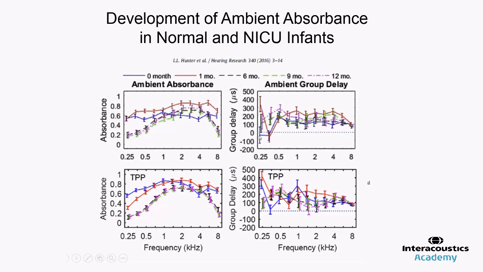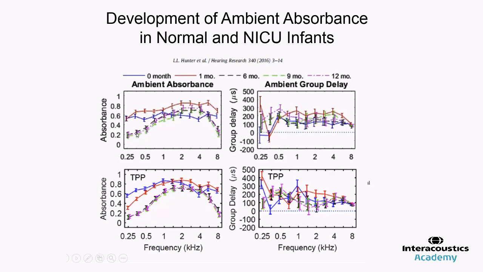So the ear is more mass loaded in the newborn period and at 1 month of age, and that's because the outer ear canal is more flaccid. So we see the most development happening in the low frequencies for both absorbance as well as group delay. For absorbance, we actually have a decrease in the low frequencies with age.